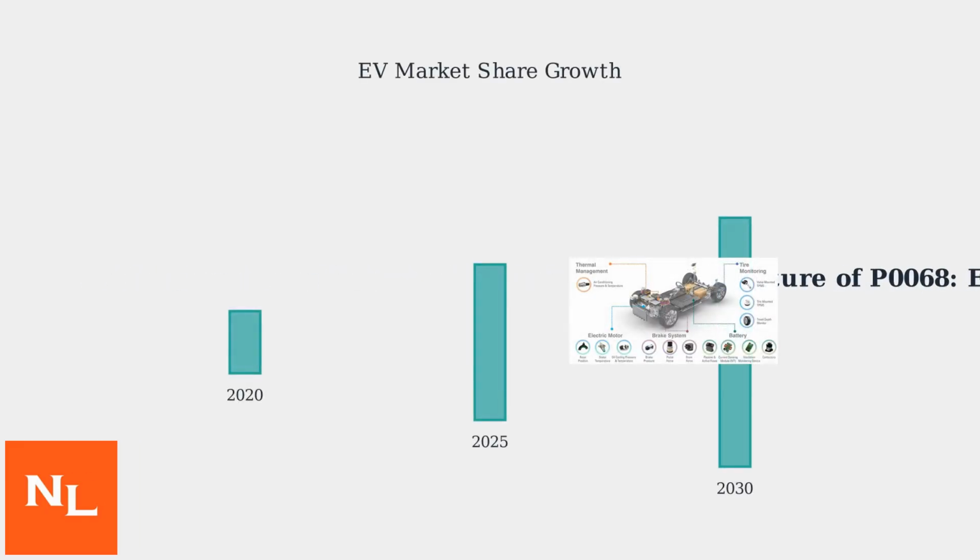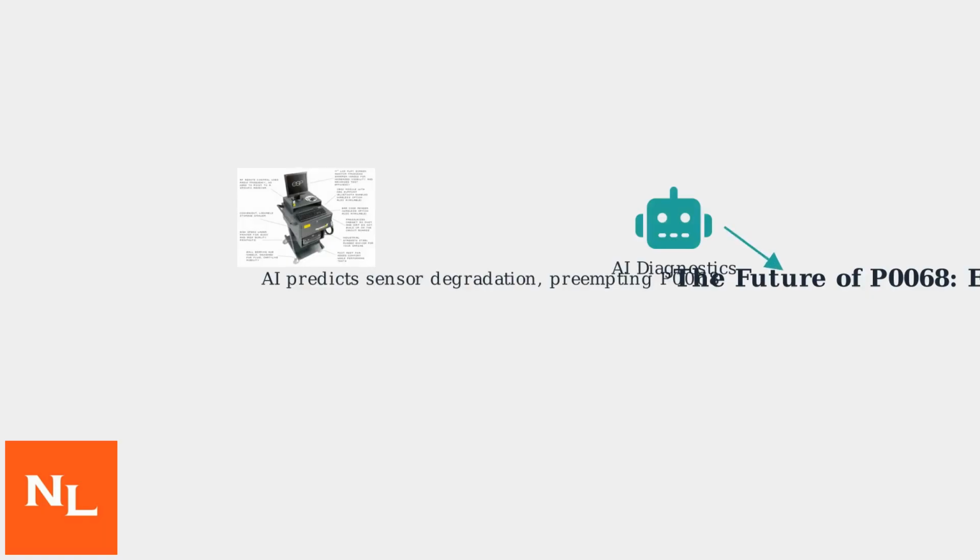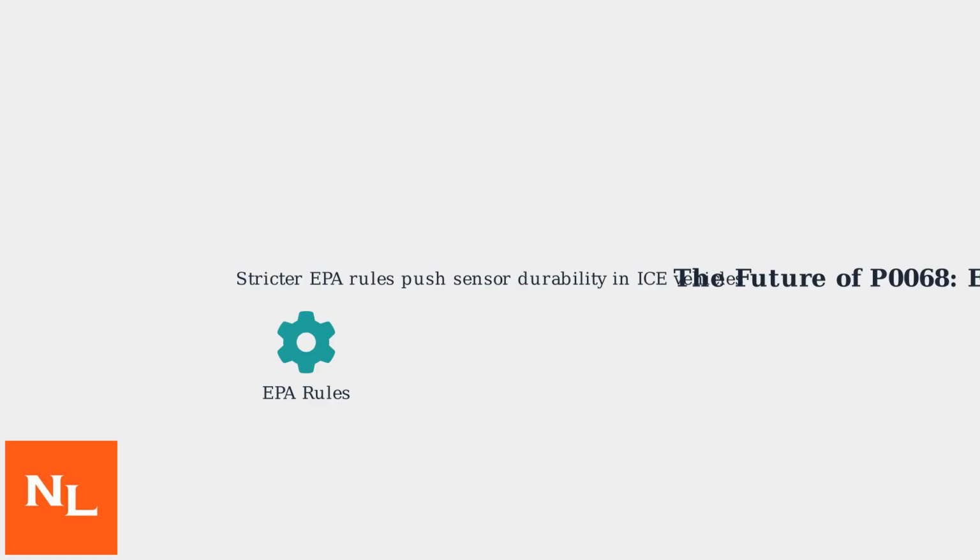The prevalence of P0068 is decreasing due to the rise of electric vehicles and hybrids, which rely less on traditional air intake sensors. Integrated sensors in hybrids minimize faults by combining multiple functions into fewer components. AI diagnostics are evolving to predict sensor degradation, potentially preempting P0068 before it occurs. While EVs reduce P0068 incidents, stricter EPA rules will push for sensor durability in remaining ICE vehicles. Overall, the future of P0068 points to fewer incidents as electric and hybrid vehicles dominate, supported by advanced diagnostics and regulations.